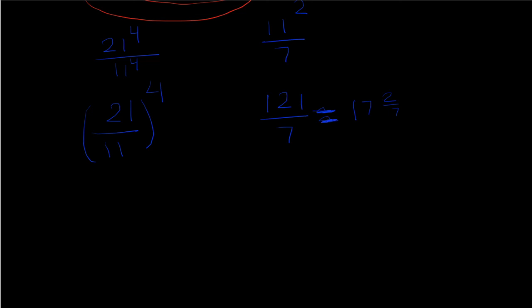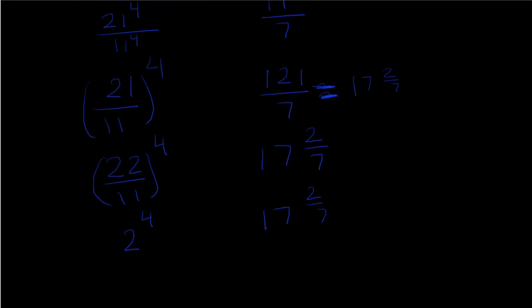And this, let's look at a bigger number. Let's look at 22 over 11, to the 4th. And then we'll just leave 17 and 2 sevenths. So 22 divided by 11 is 2 to the 4th, and then this is just 17 and 2 sevenths. 2 to the 4th, that's 16, and that's 17 and 2 sevenths. And notice 17 and 2 sevenths is bigger.